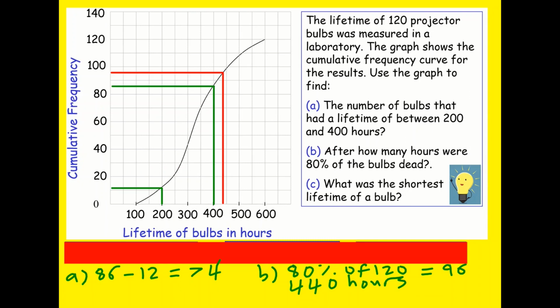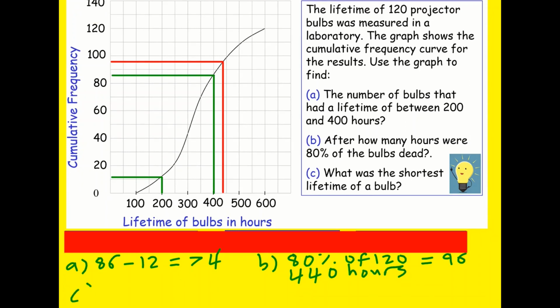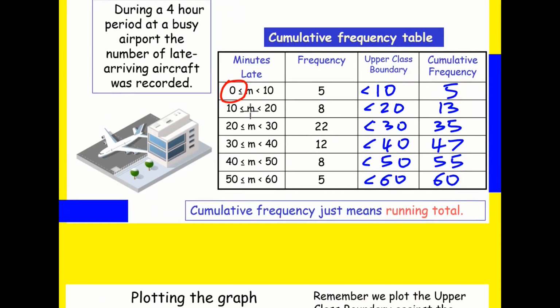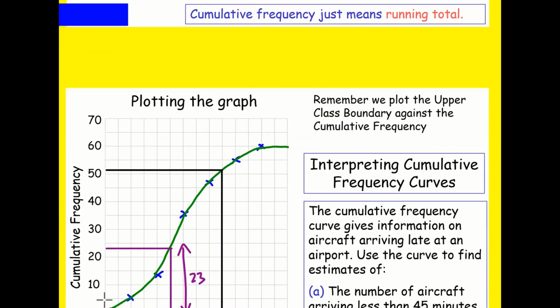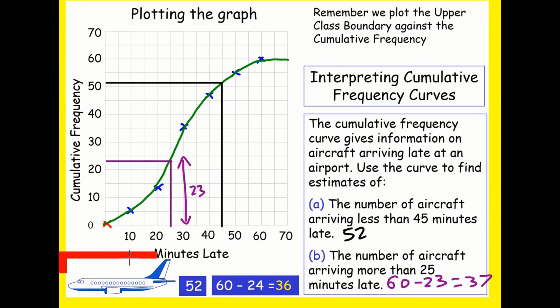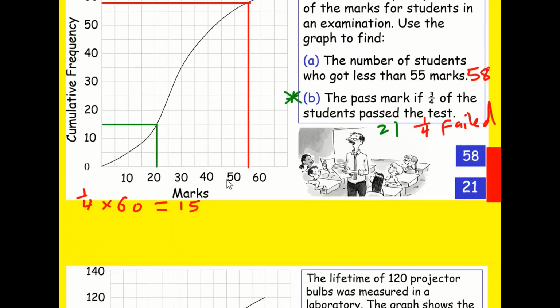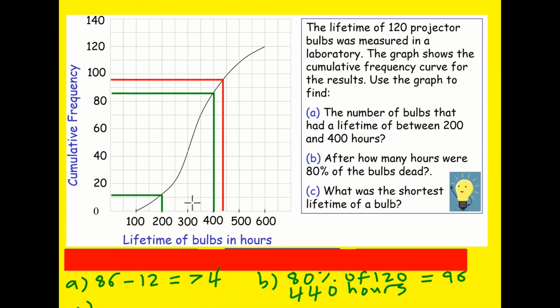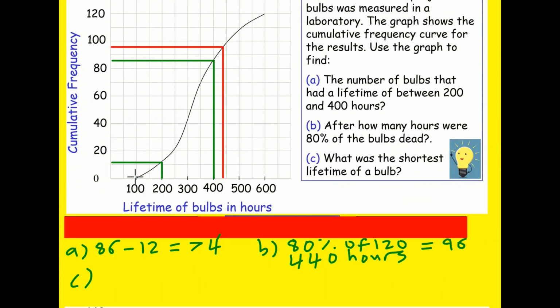Okay, what was the shortest lifetime of a bulb? Actually, this is quite a quick question. If you remember, I said at the start that we can use the lower point of the grouped frequency table to give us our starting point. In this case, it was 0, but I said it didn't always start at 0. And we can see in this case, it does not start at 0, it actually starts at 100. That's when the cumulative frequency is 0. So the shortest lifetime was 100 hours.